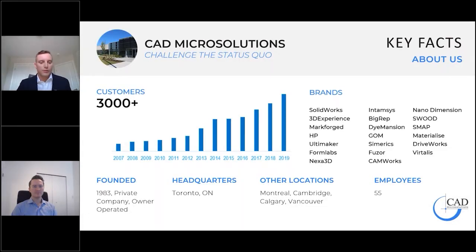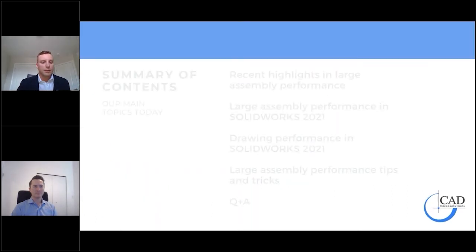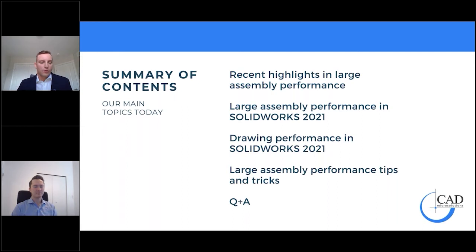Our goal today is to walk you through how to maximize your performance in working with large assemblies in SOLIDWORKS. So to start, we're going to go through the history of some of the improvements over recent years and highlight some of these changes. We are then going to take a look at improvements in SOLIDWORKS 2021 and show you how you can leverage these improvements to improve your day-to-day workflow. Next, we're going to dive into drawing performance improvements in SOLIDWORKS 2021. And finally, Angus is going to take us through his top 10 tips and tricks so you can get the best out of your SOLIDWORKS when working with large assemblies.